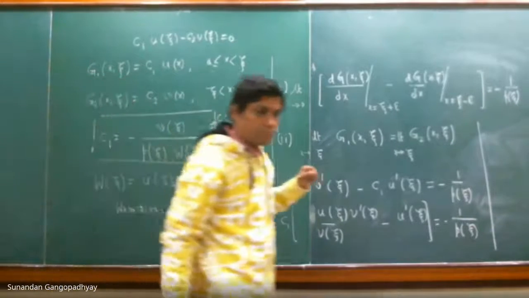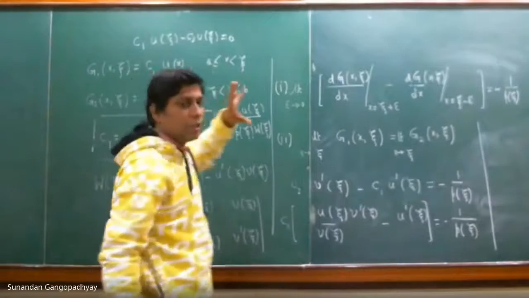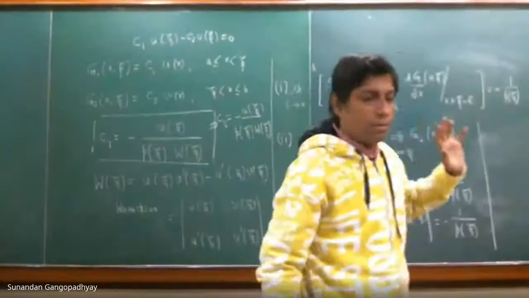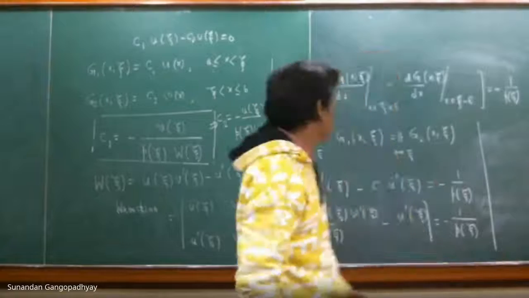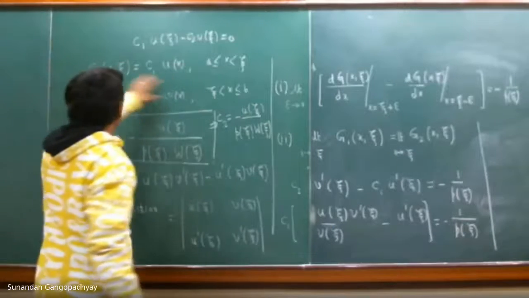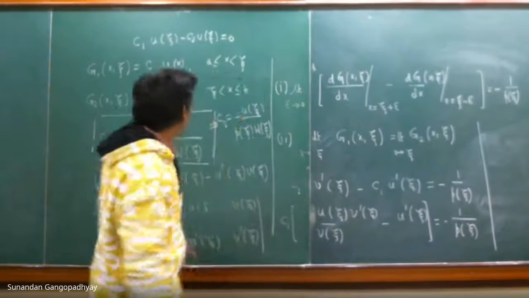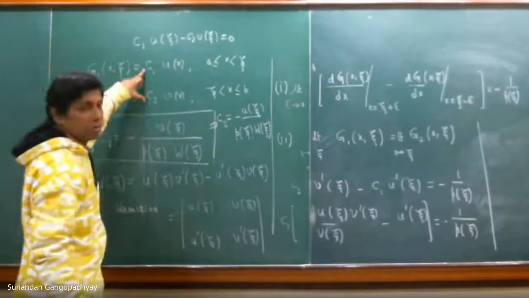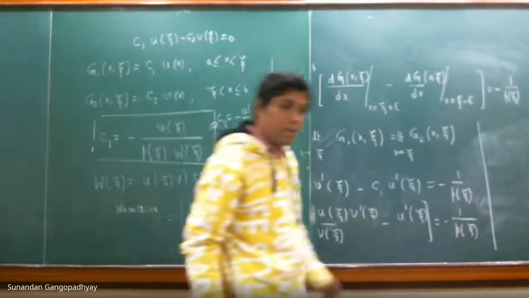Okay? Because the solution of the homogeneous differential equation, that can be found out. u(x), v(x), you can actually calculate. That is not a problem. So G1(x) is this, G2(x) is this. You put it in these conditions, and that will give rise to two equations for C1 and C2. Two simultaneous equations for C1 and C2.